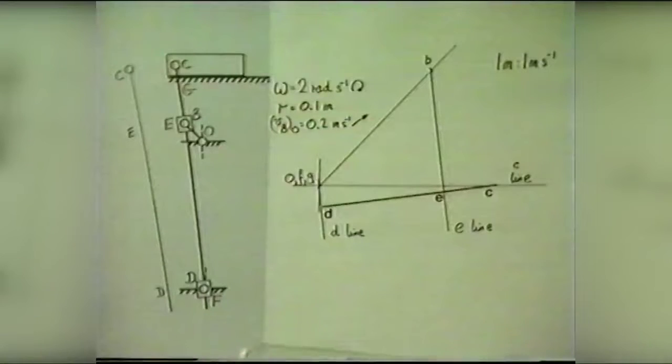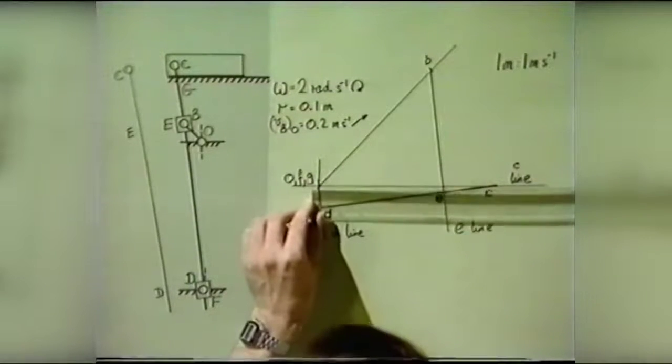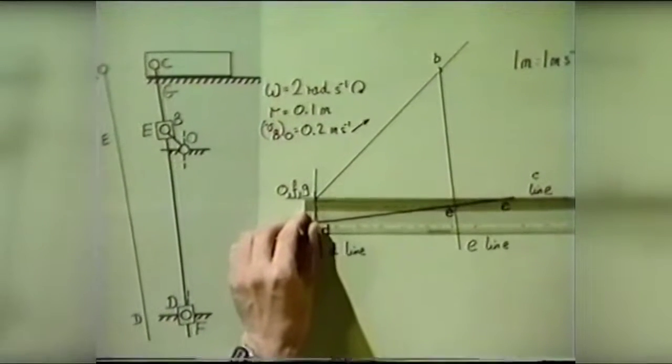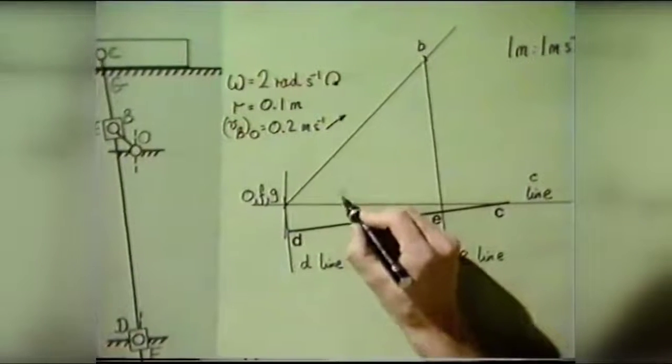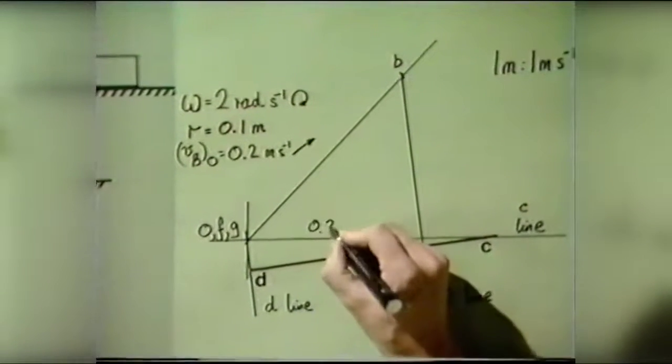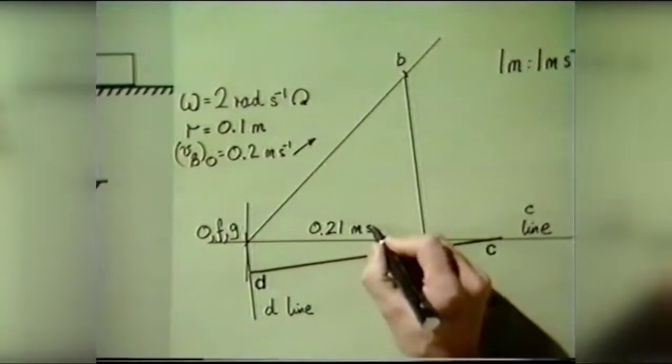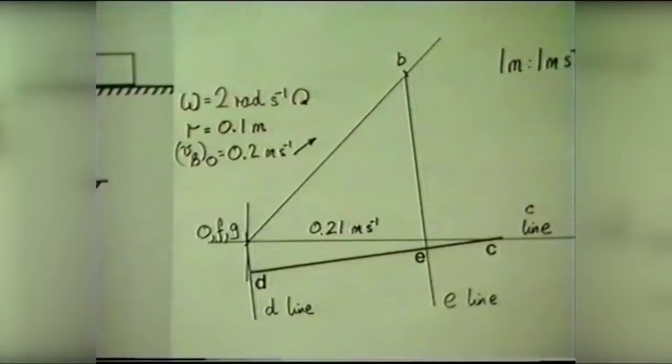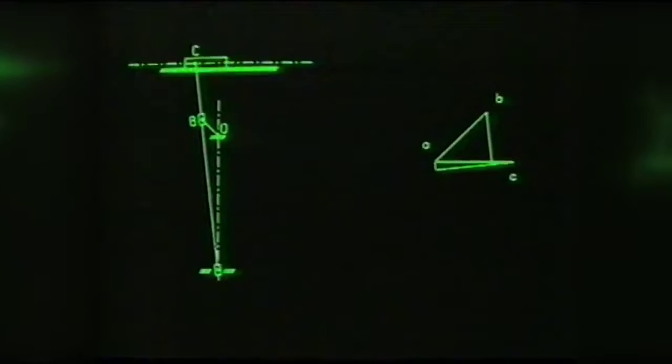Now the velocity I was particularly interested in was the velocity of the cutting tool relative to the frame. That's the velocity of C relative to O. And now I can measure that straight off the diagram. So measuring from O to C, I get 0.21 meters per second to the right. Well, again, that was just for one single instant in the cycle. Now we'll get the computer to produce the complete cycle for us.